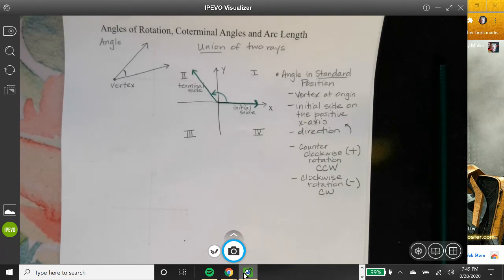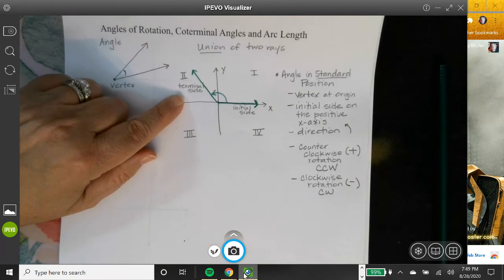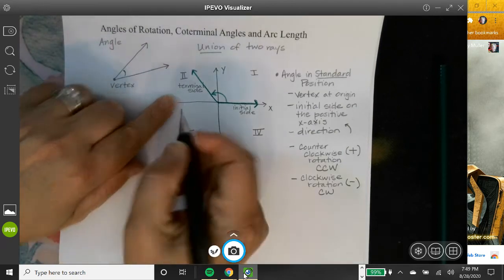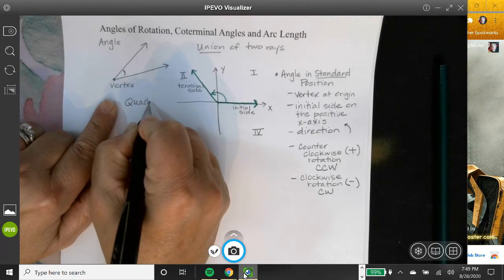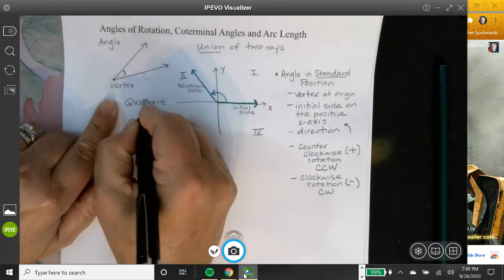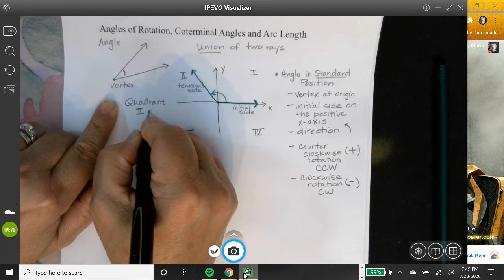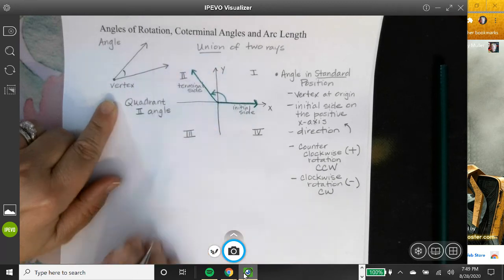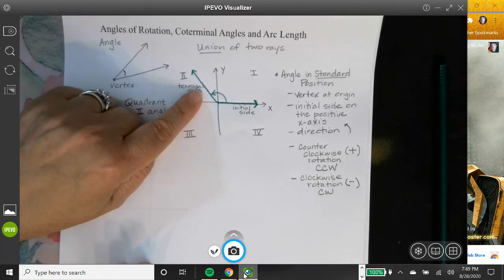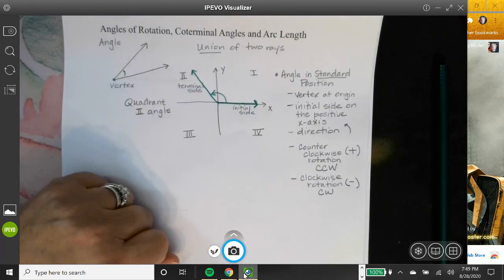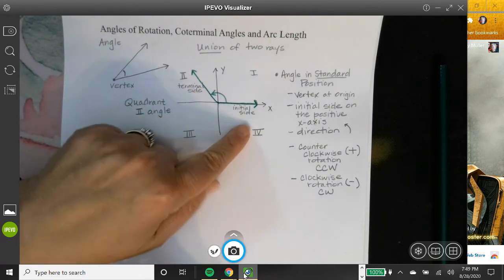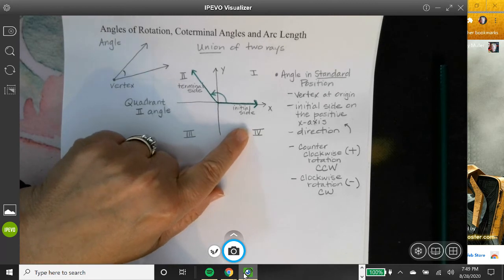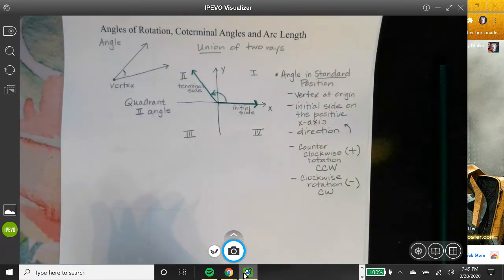Okay. Now, the angle that I've drawn here, I call this a quadrant 2 angle. And it's a quadrant 2 angle because its terminal side ends in quadrant 2. If I had my terminal side in quadrant 3, it would be a quadrant 3 angle. If I had my terminal side ending in quadrant 4, it'd be a quadrant 4 angle. And obviously in quadrant 1, it'd be a quadrant 1 angle. Okay?